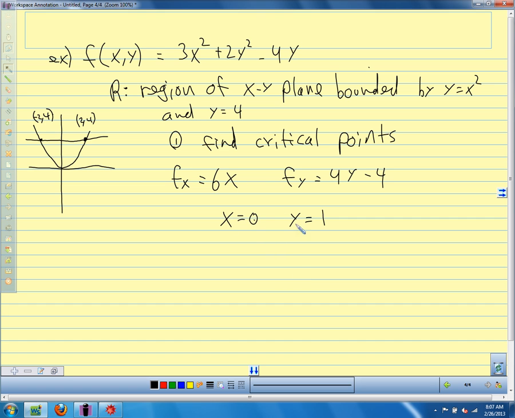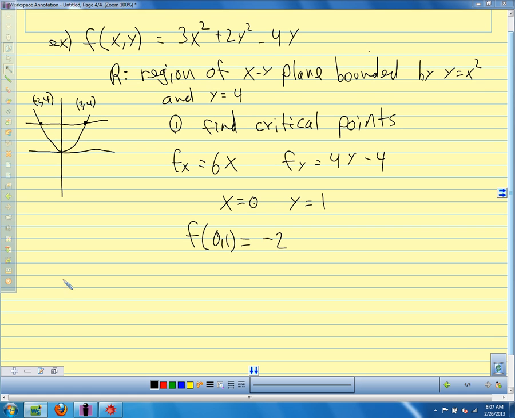And so we're going to plug that point into our function, f of 0, 1. Plug that in and we get negative 2. So at the critical point on the interior, our function value is negative 2. So there's one that we're going to compare. Now we're going to look at the boundary.